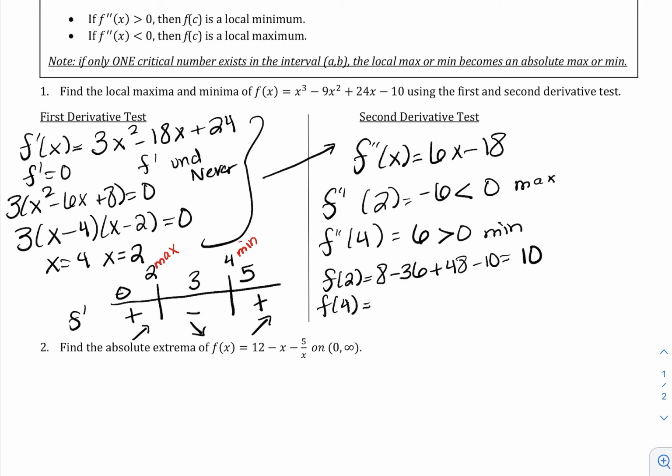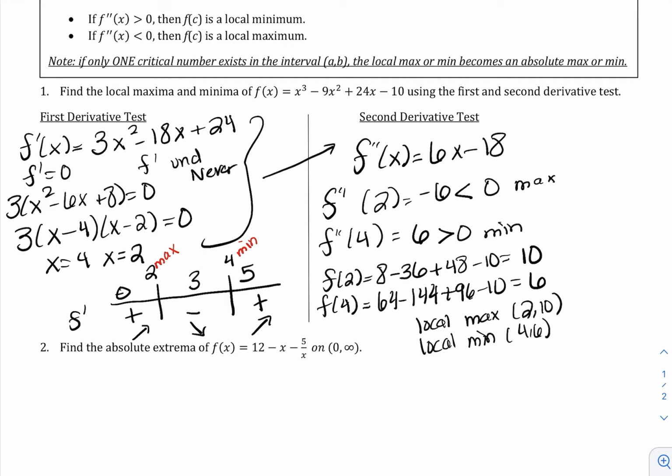And when I plug in 4, it's 64 minus 9 times 16, which is going to give us 144, plus 24 times 4, 96, minus 10. So I have 64 minus 144 plus 96 minus 10, which will give us a 6. So I have a local max at (2, 10), and a local min at (4, 6).